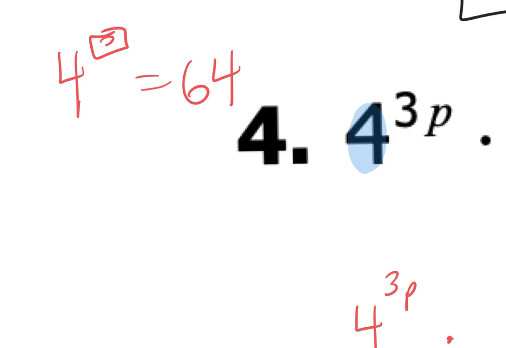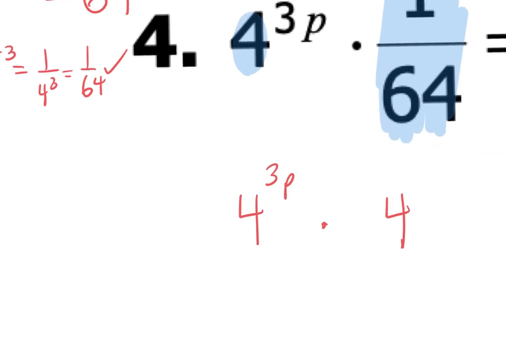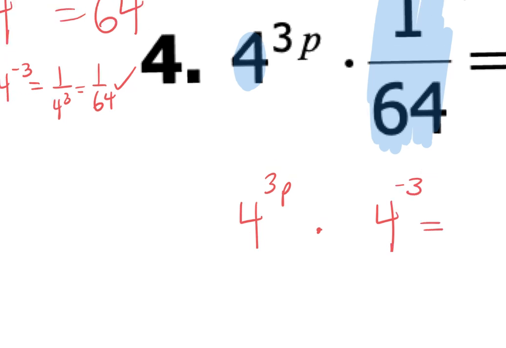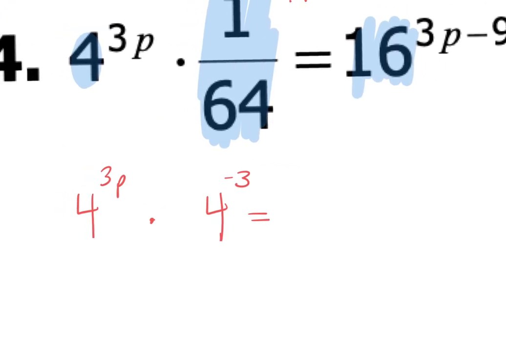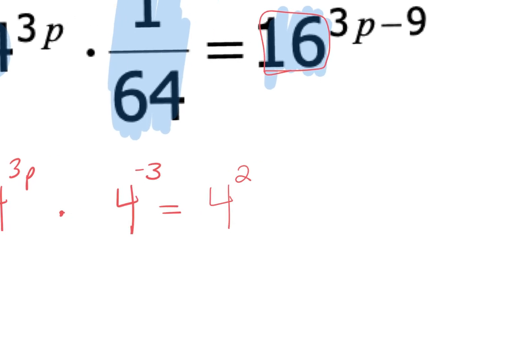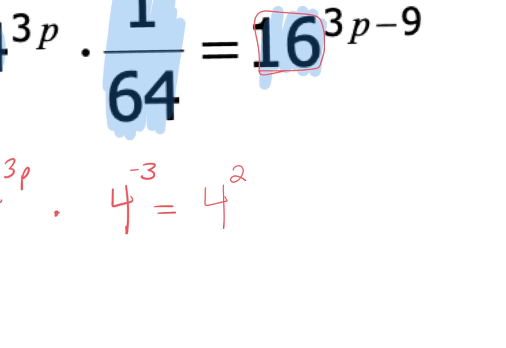4 to the third is 64. So 4 to the negative 3, that's when you send it to the bottom. That's how you get it to be a 1 over 64. So this will be 4 to the negative 3. And then we got to change 16. 4 to what power gets you 16, guys? 2. Okay, don't forget, we talked about this in class when we did this lesson.